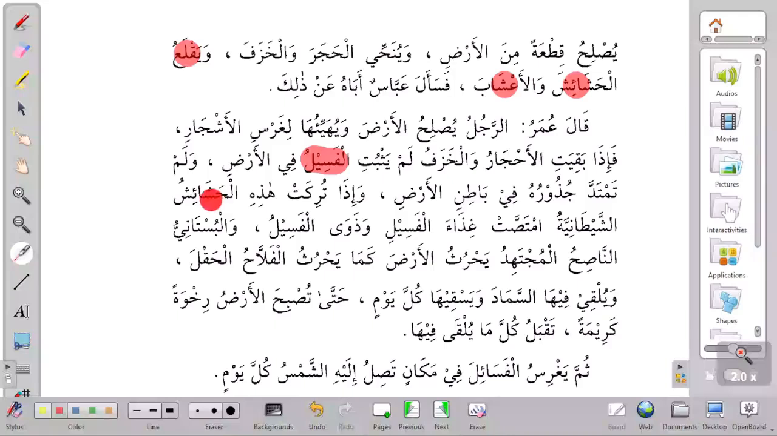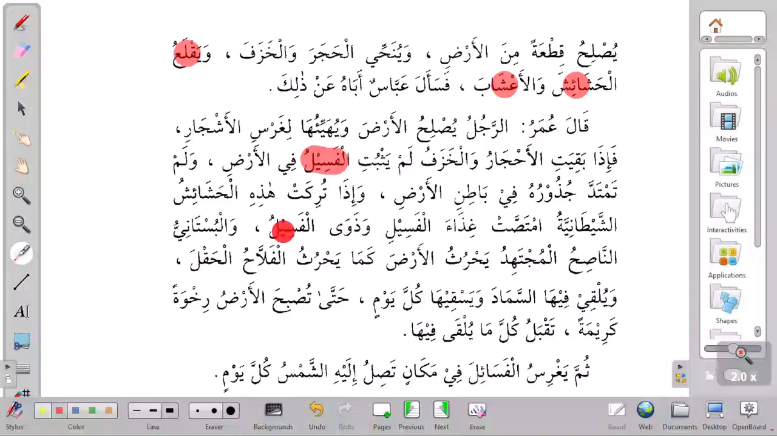وَإِذَا تُرِكَتْ هَذِهِ الْحَشَائِشُ الشَّيْطَانِيَّةِ امْتَصَّتْ جزاء الفصيل وزوى الفصيل. So he says that if these evil weeds are left, imtassat, the verb is imtassa yamtassu, it means to suck something. So if these evil weeds are left, imtassat جزاء الفصيل, they suck the food, the nutrients of the fasil, the sprout, the seed that is being implanted.